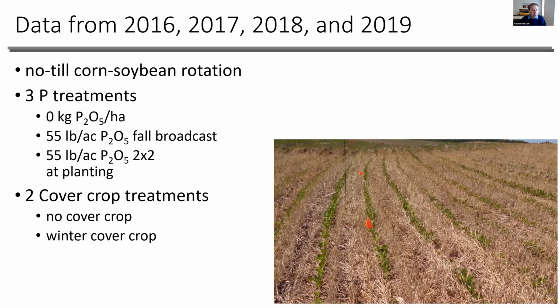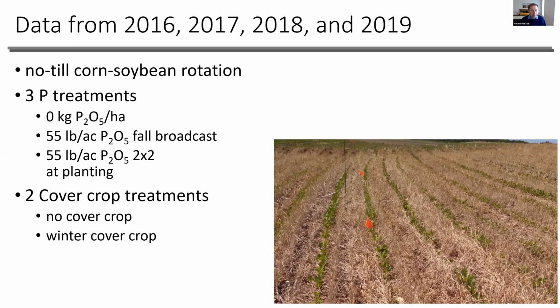We're looking at a no-till corn soybean rotation, with 3 treatments for phosphorus management. One was a control where we applied no phosphorus. And then we had 55 pounds P2O5 broadcast in the fall, and that went on probably somewhere between November and January, right?